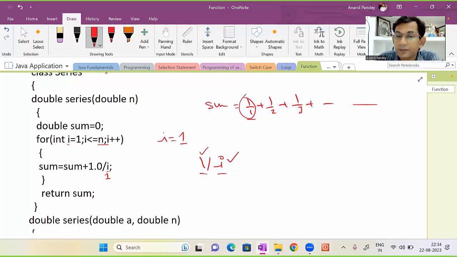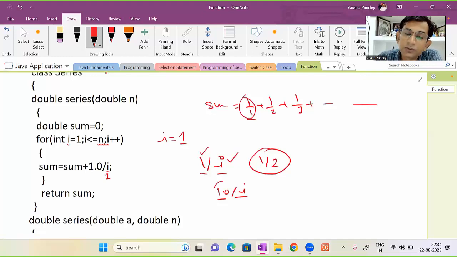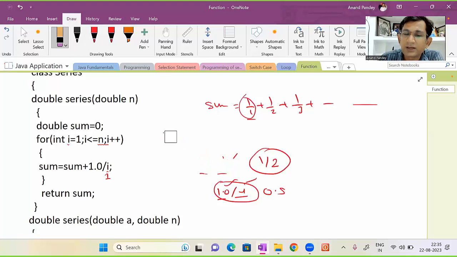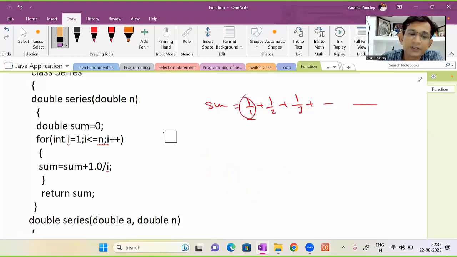So when the value of I will be 2, think about this: 1 by 2 will be what? 0. So better write it like this, 1.0 upon I. Now this is a double value and this is a variable of int type. So the result will be of double type, because between double and int, double is the higher data type, so conversion will be into double type. So you will have 0.5, the fractional value. Please watch that video on implicit type conversion. It will be more clear for you.